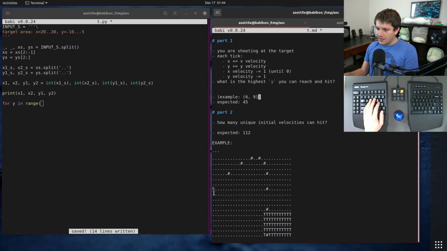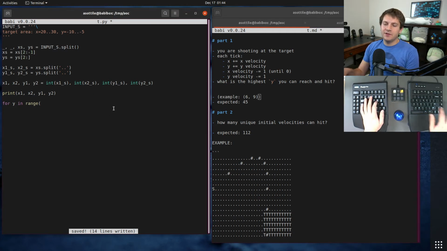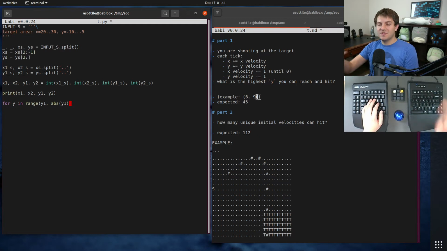So we could just reach this directly in one go. Just one tick that takes us to here. And in that case, it will be bound by the negative velocity, which is going to be our negative big value here. So that goes from y1, and we know our max velocity is going to be the absolute value of y1 minus 1, since it's a range. We can just do this.